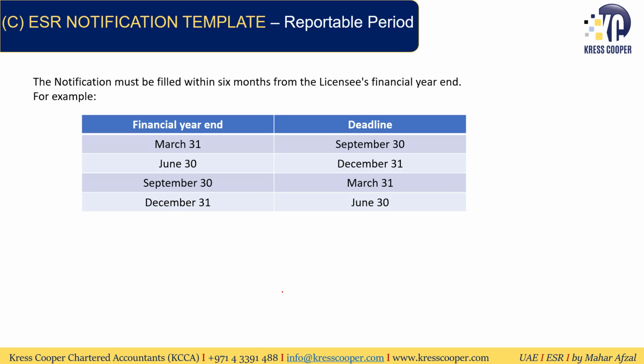We discussed that licensees are required to submit the notification within 6 months from the relevant financial year. If the financial year ends on 31st March, then 30th September will be the deadline. If it ends on 30th June, then 31st December will be the deadline. If 30th September is the year end, then 31st March would be the deadline. If 31st December, then 30th June will be the deadline for submission of the notification.